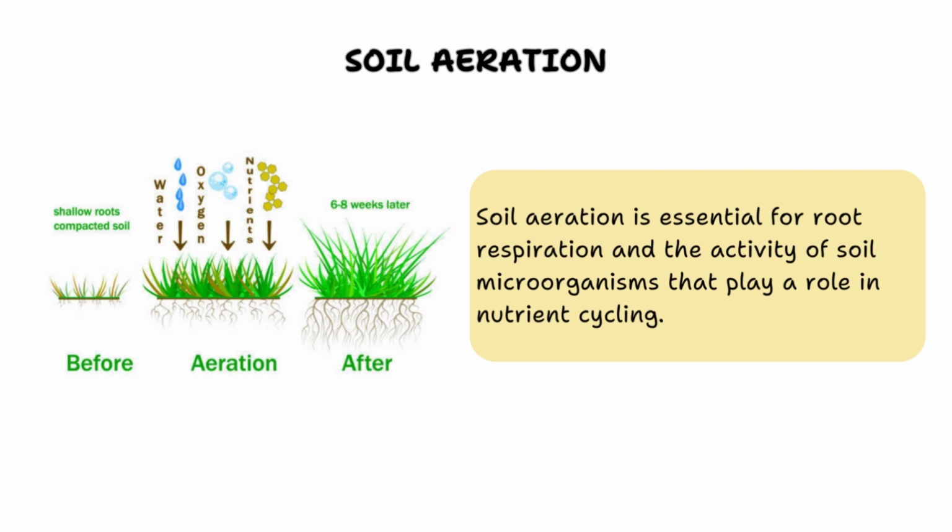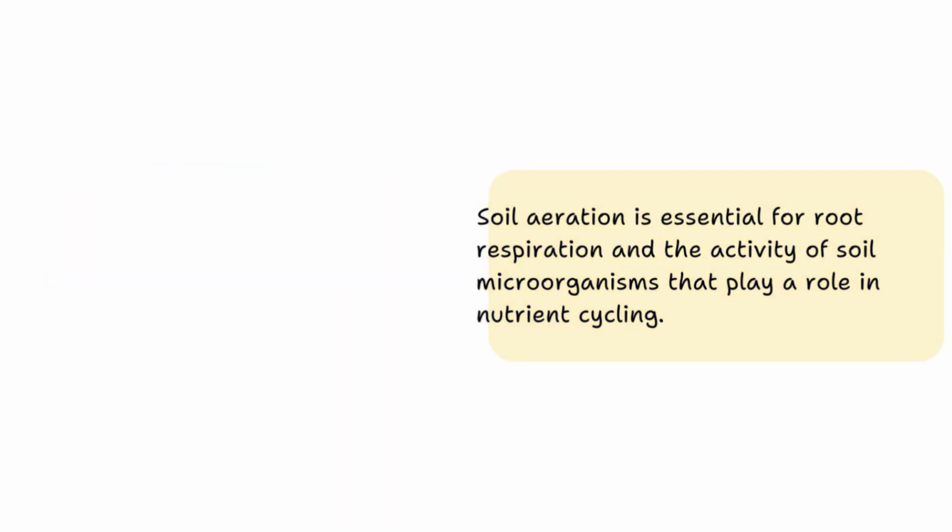Poor soil aeration, such as in compacted or waterlogged soils, restricts root growth and microbial activity, leading to decreased nutrient availability and impaired plant growth. Therefore, maintaining proper aeration through practices like soil tillage, organic matter incorporation, and drainage management is essential for optimizing nutrient availability and promoting plant health and development.